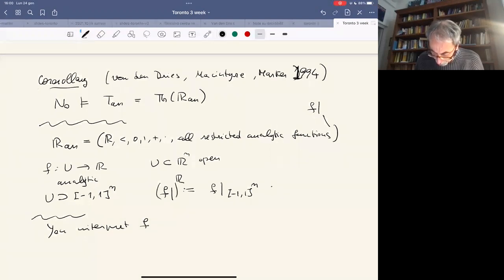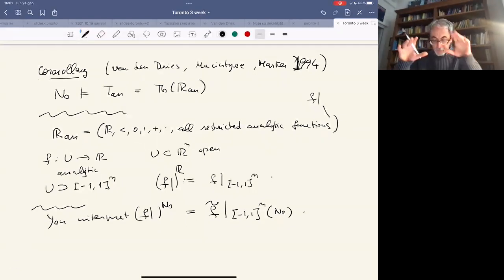This is in the reals. You interpret this in the surreals as F tilde restricted to [-1,1]^n, but this time in the surreals. I choose [-1,1] just to choose a compact interval. It doesn't really matter, because in principle I can define F tilde on all the finite elements of the surreals if F is analytic everywhere. But just to keep with the official definition, Rn is the following.